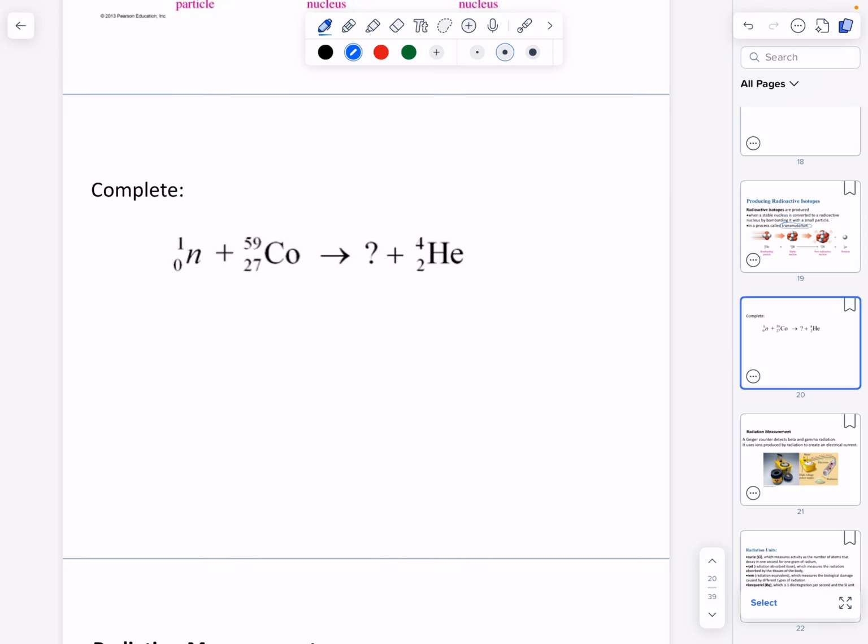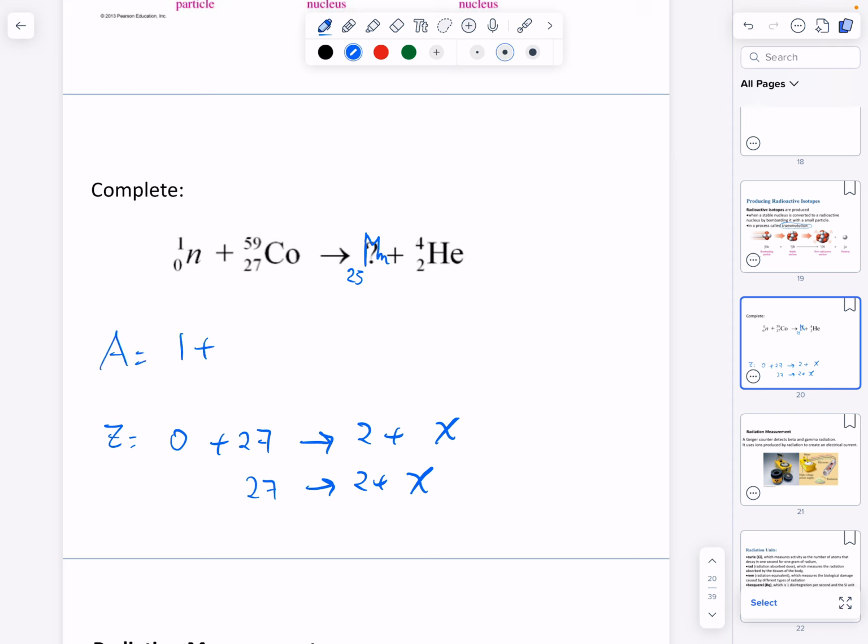So on the left, let's check these, 0 plus 27. On the right is 2 plus something else. So this is 27, this is 2 plus, and you can see this guy is 25. Okay, 25 is going to be manganese. Now, at the top, let's check the A's.